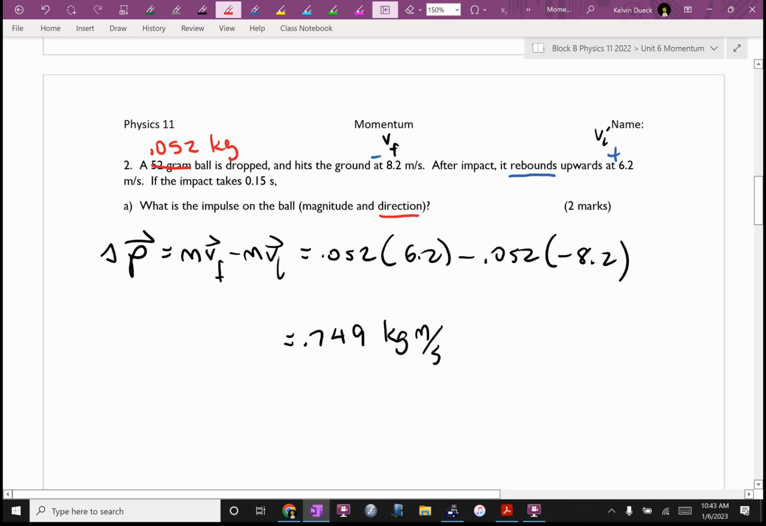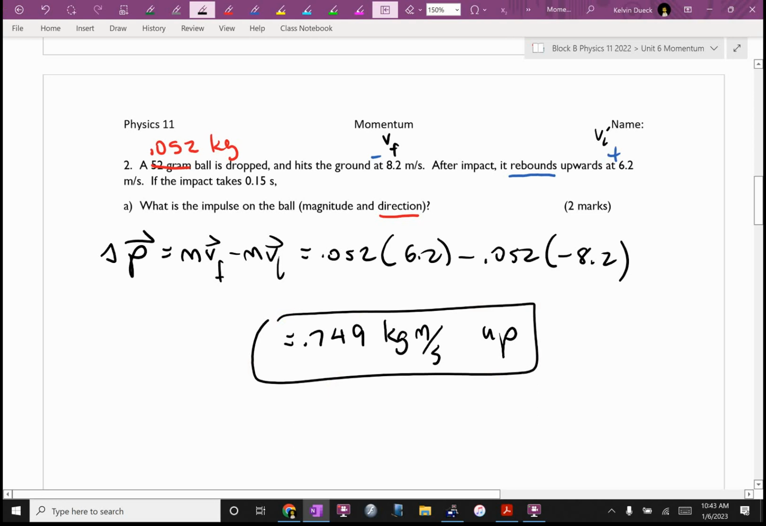It did ask for a direction. Direction, how do I know? That's what I let be positive: up. If you got that, I would give you 2 out of 2. Otherwise, I would give you a half mark if I saw that, a half mark for the magnitude, and a half mark for the direction.